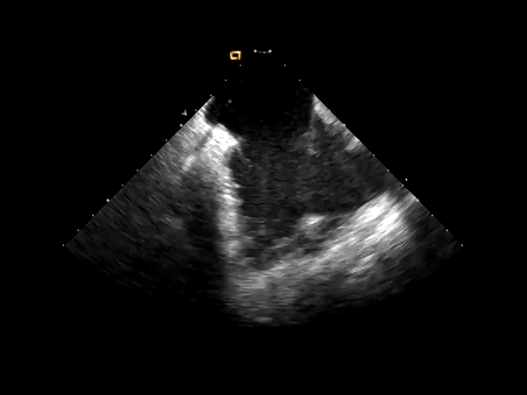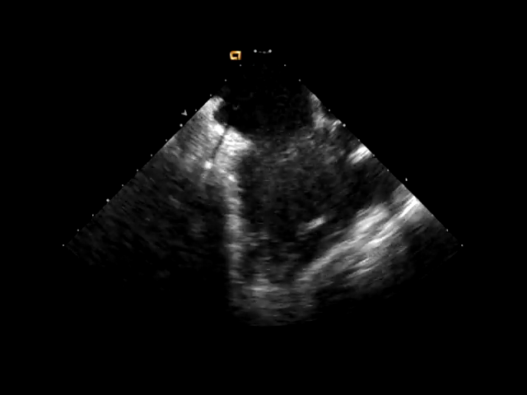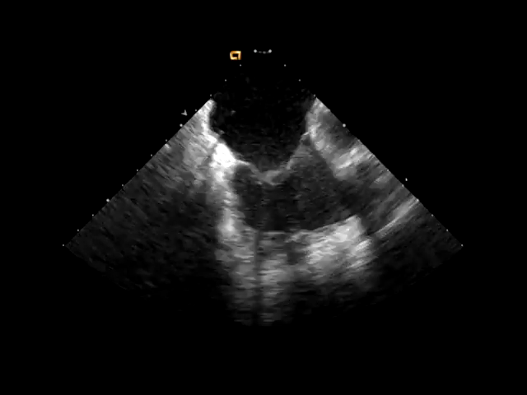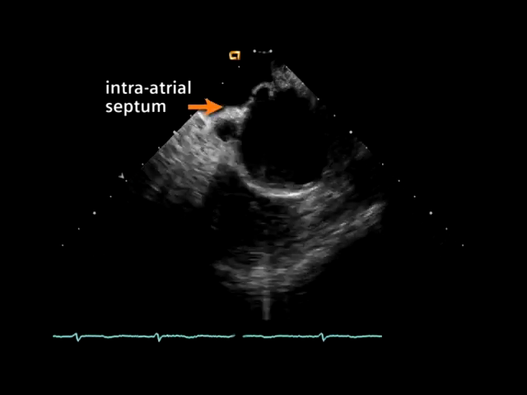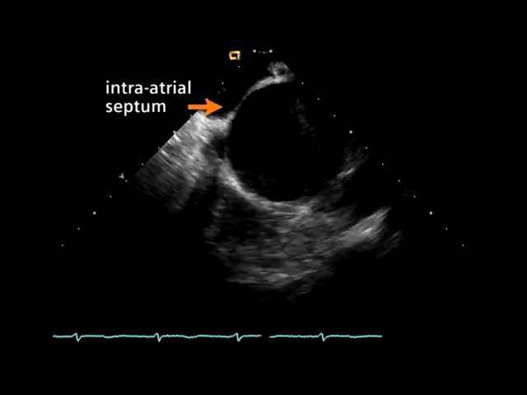To visualize the intraatrial septum with the tricuspid valve home view displayed, use a posterior tilt to the tip of the catheter and rotate clockwise. The intraatrial septum will come into view.